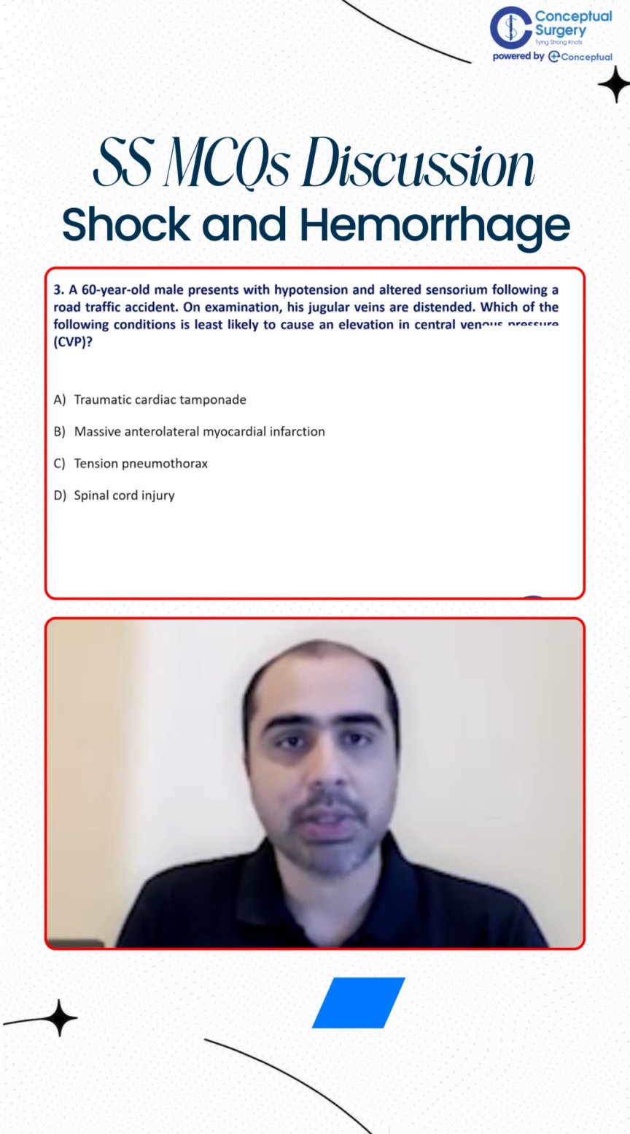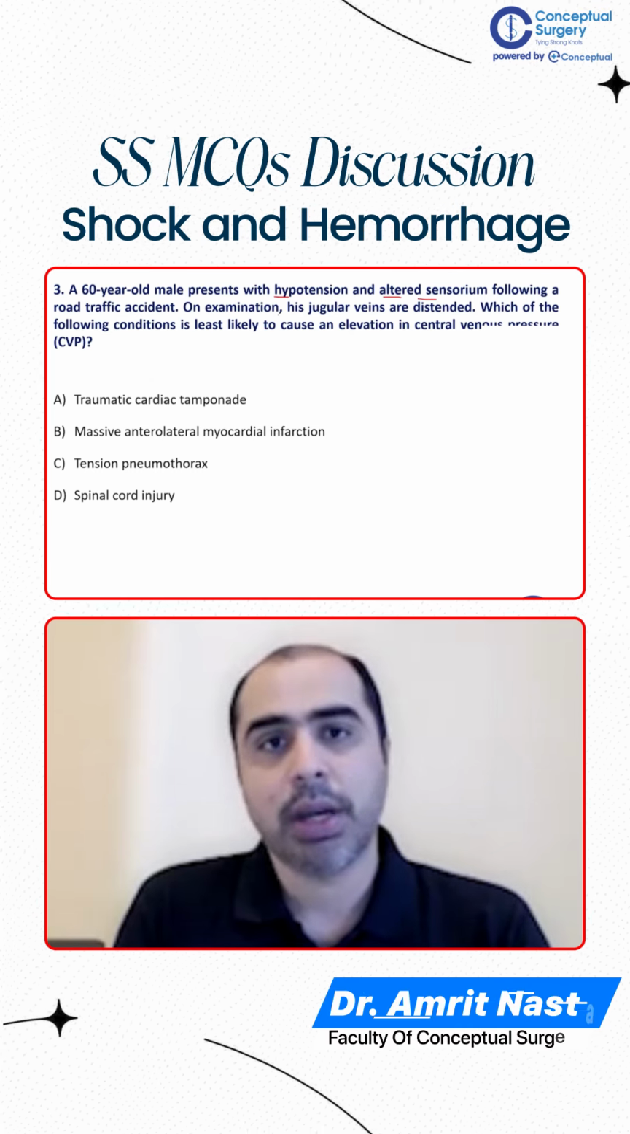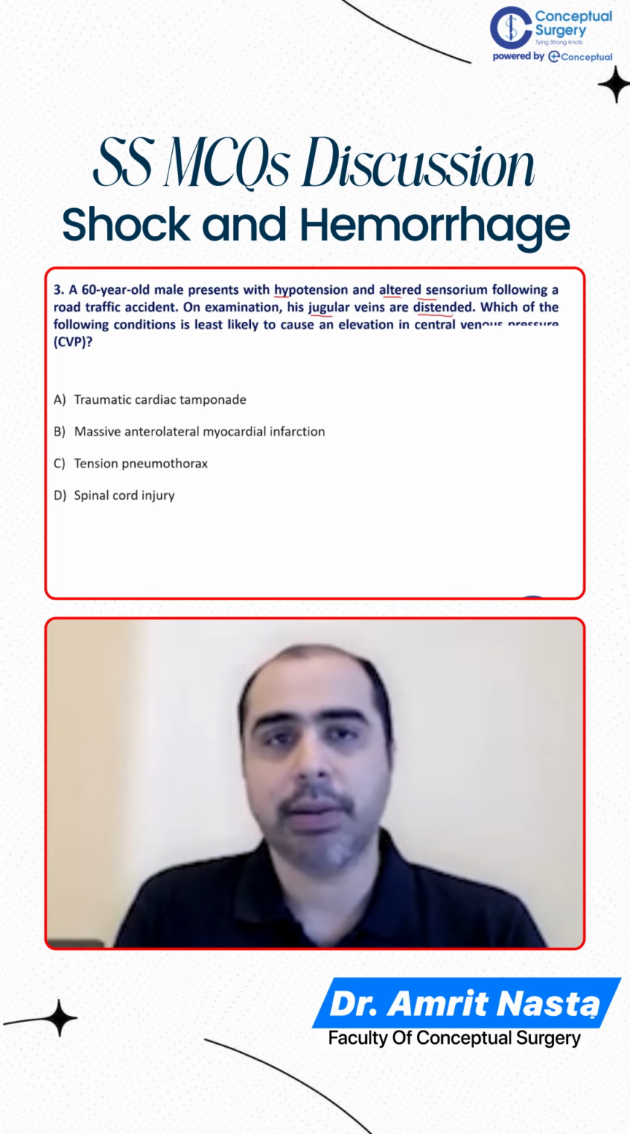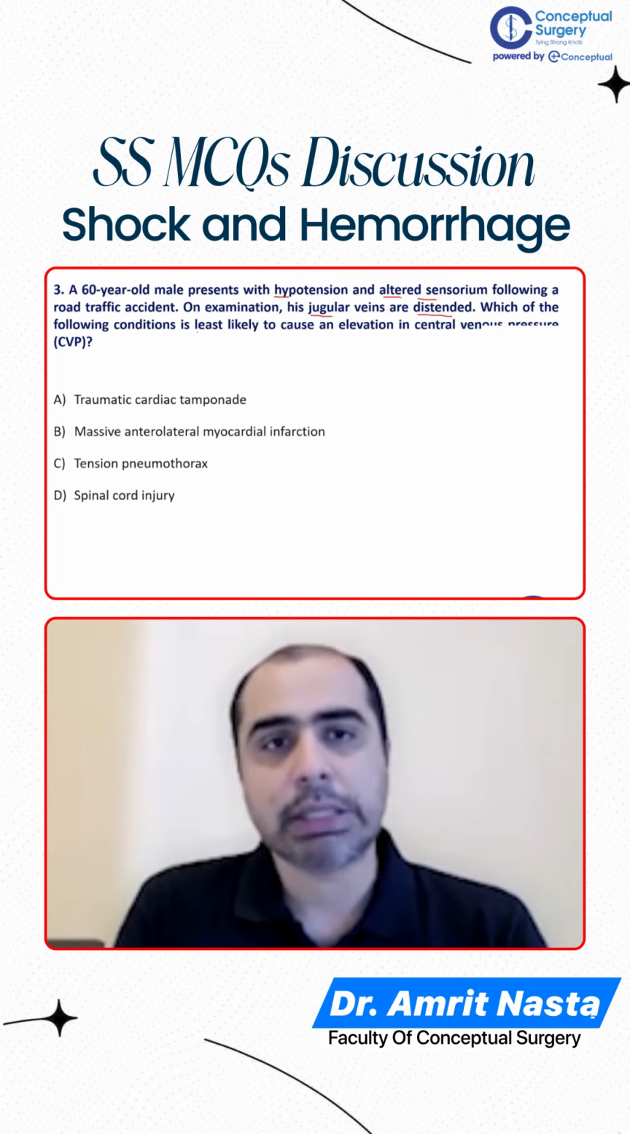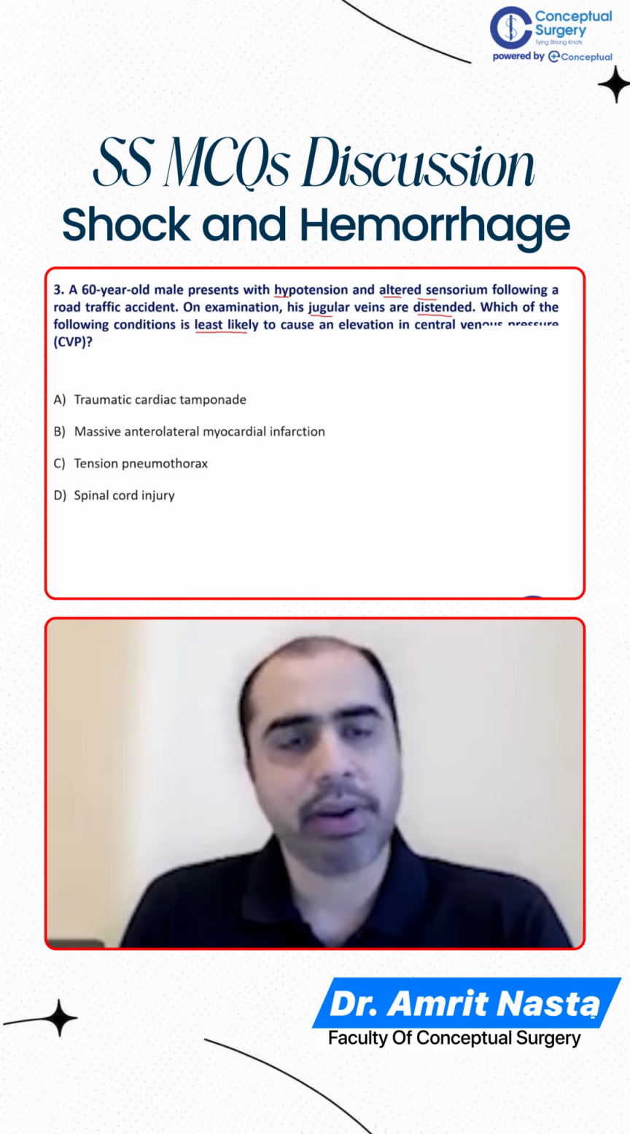A patient presents with hypotension, altered sensorium, neck veins are distended. Which of these is the least likely cause of an elevated JVP or an elevated CVP?